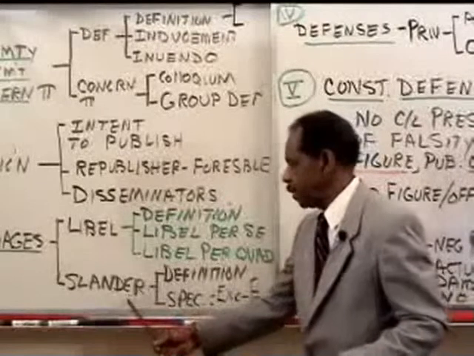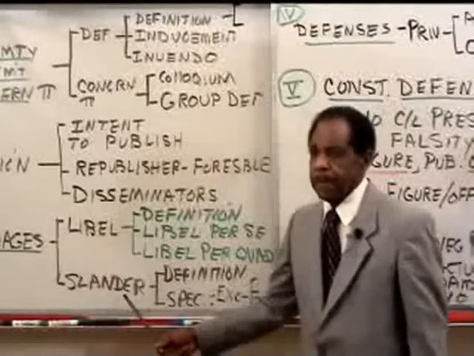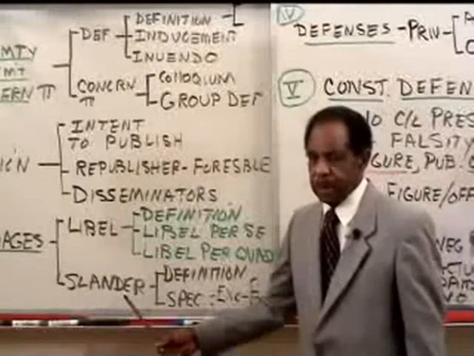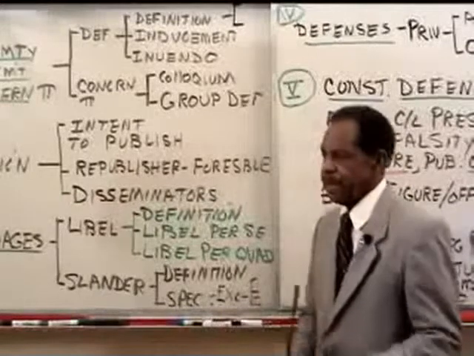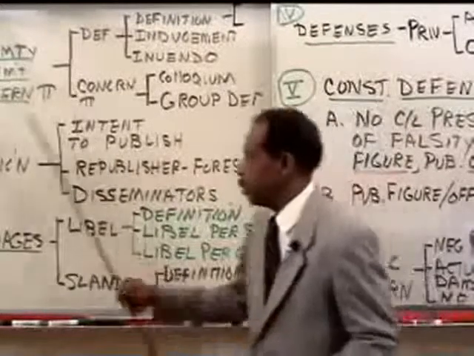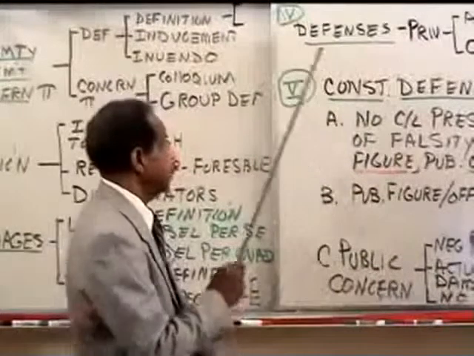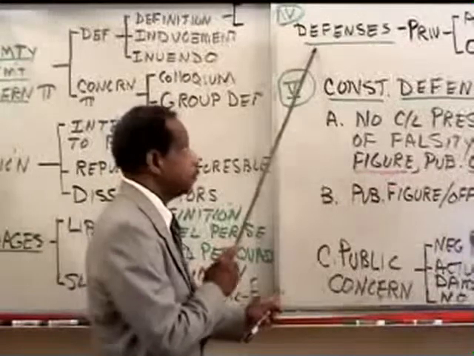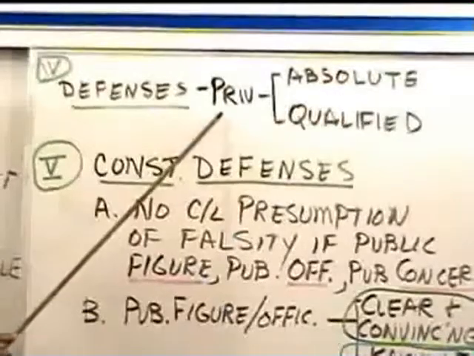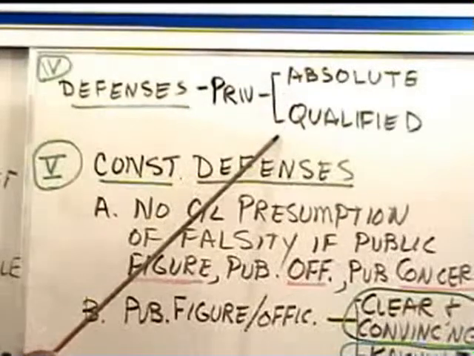And finally, slander. For slander, you need money loss in order to stay in court, with the exception of the four cases of slander per se. Now, we go then to the fourth element of defamation, and the fourth element is the defenses. Now, the defenses are the privileges, absolute privilege and the qualified privilege.